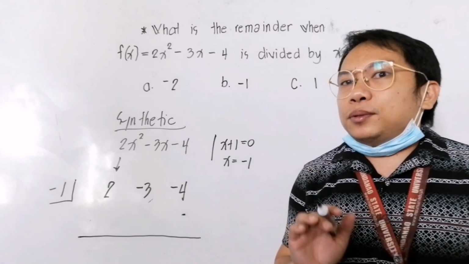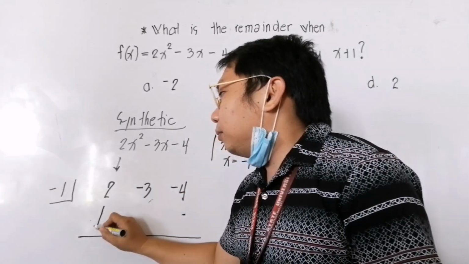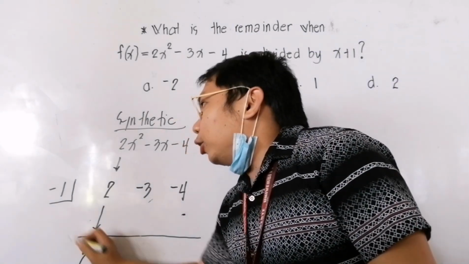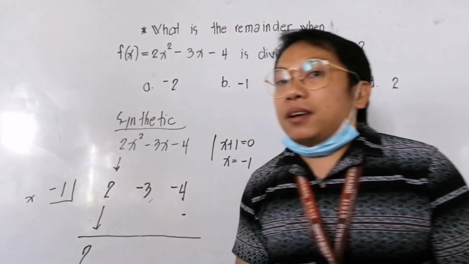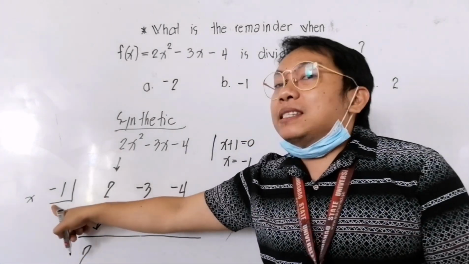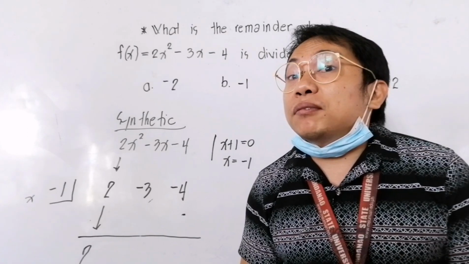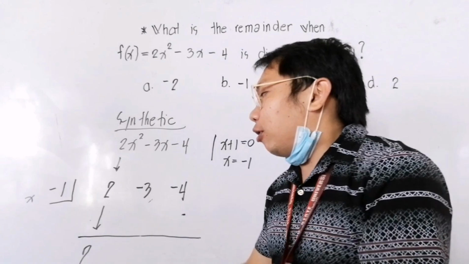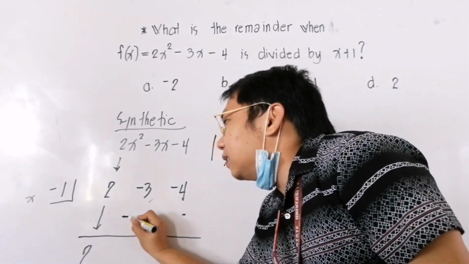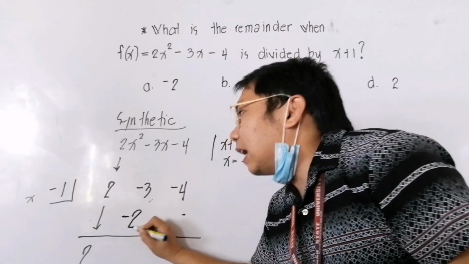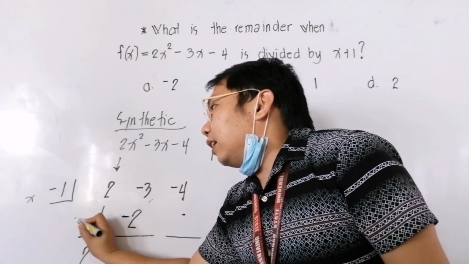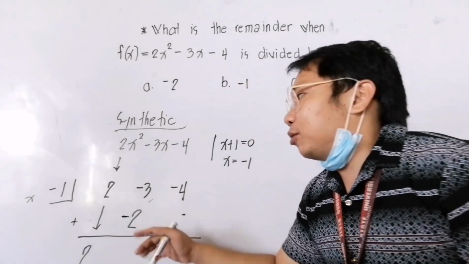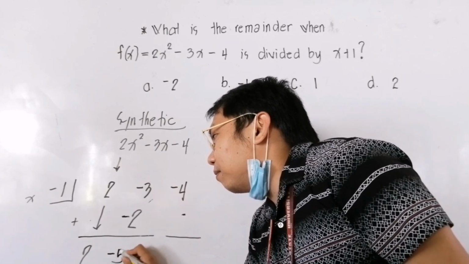The first thing to do is bring down the first constant, that is 2. Then you multiply it by the divisor number. 2 times negative 1 is negative 2. The product should be written in the second column, so we put the product in the next column. Then you are just going to add the numbers. Negative 3 and negative 2 will give you negative 5.